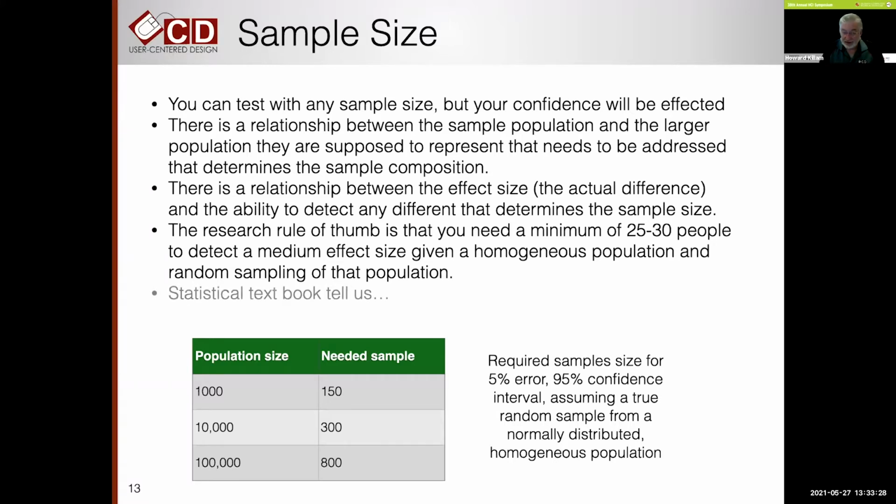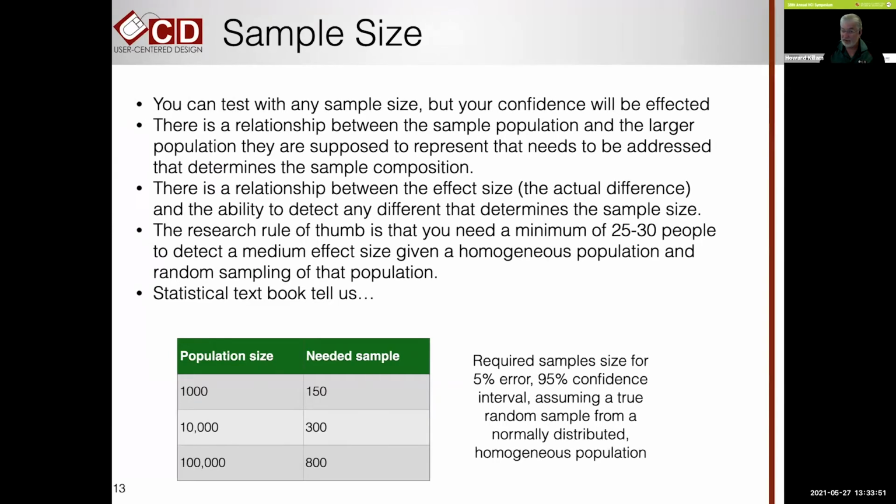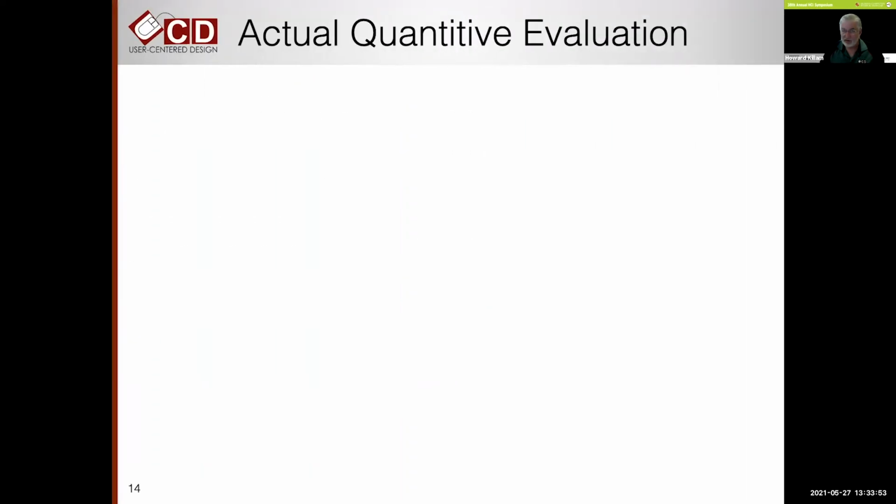And if we look at statistics books, they give us a very different idea that says, if you have a population size of 100,000 people, you're going to need to sample 800 people to draw a conclusion. That's not going to happen in most projects if you're designing a product. So this kind of evaluation really can't occur as part of the design process, but it can occur after the fact. And so here's an example.